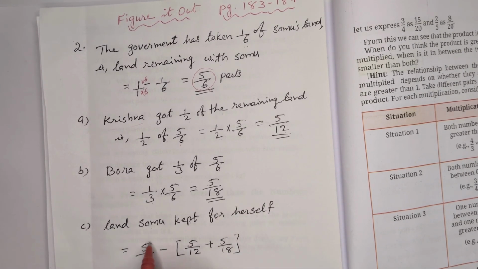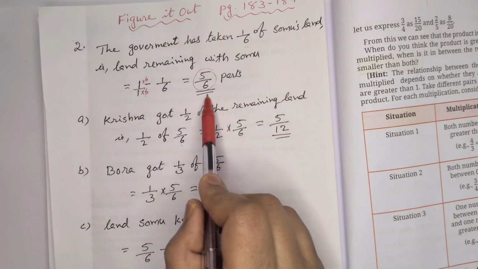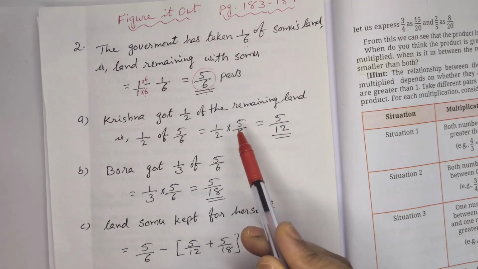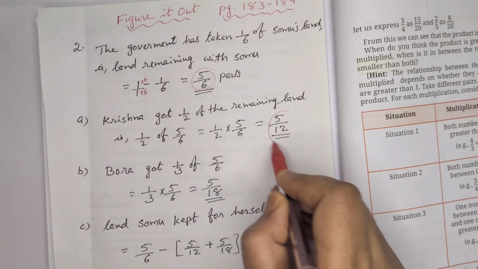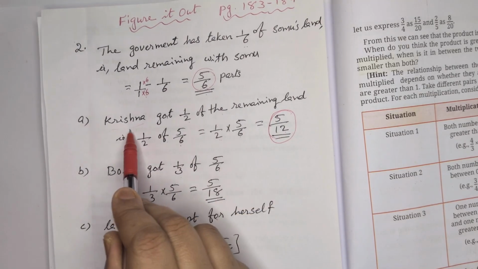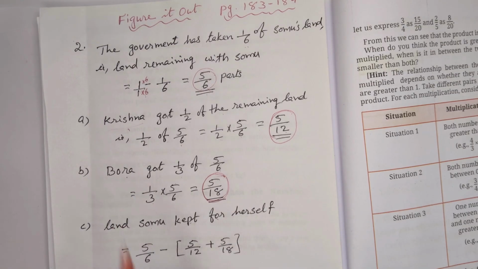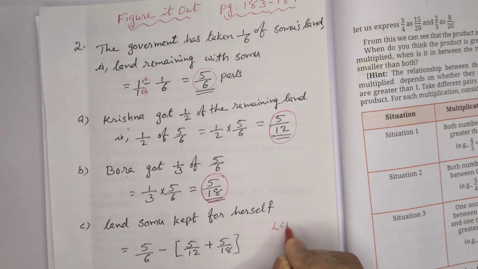So the total area, that means 5 by 6 was there after the government took 1/6 of her land. Then from the 5 by 6, 5 by 12, this much she gave to Krishna, and 5 by 18 she gave to Bora. So these two we have to subtract. So first we can add these two and then subtract from there. So here the fractions, subtraction, addition, all the calculation is coming. So we have to find the LCM. Here the LCM of 6, 12 and 18 is 36.